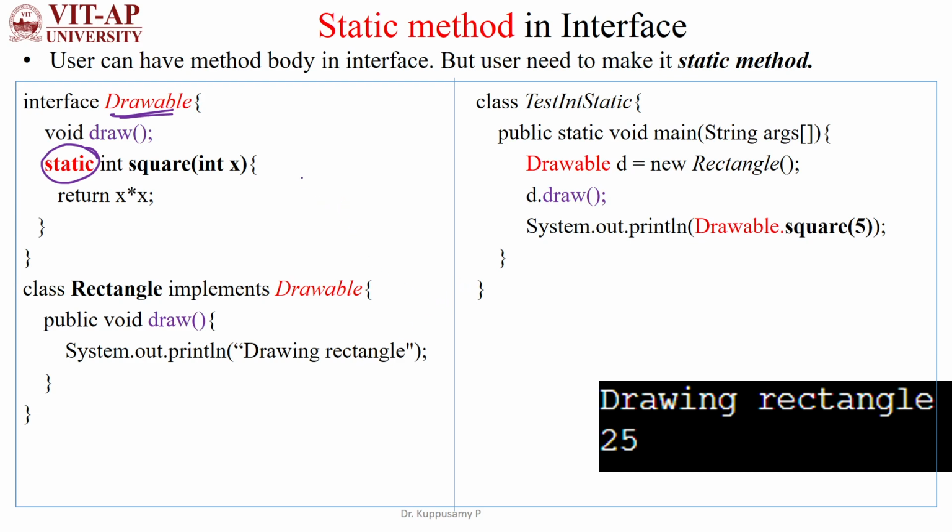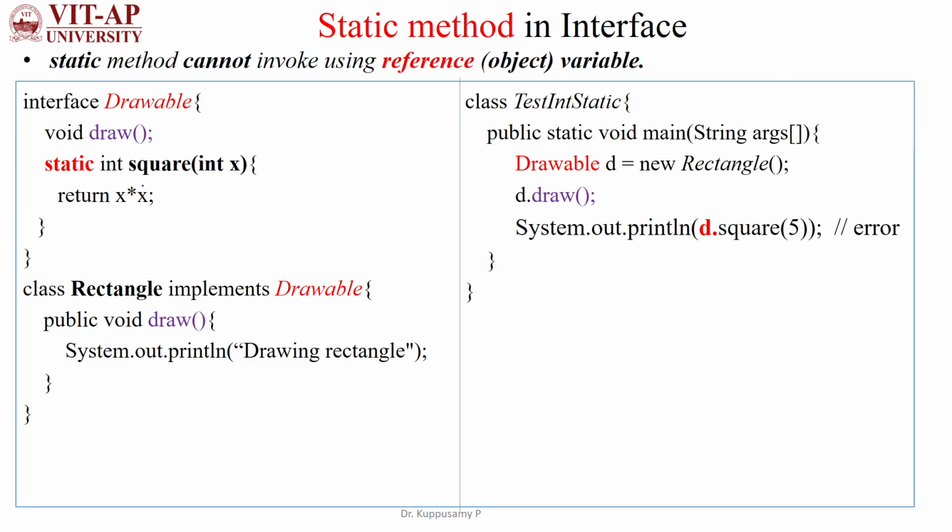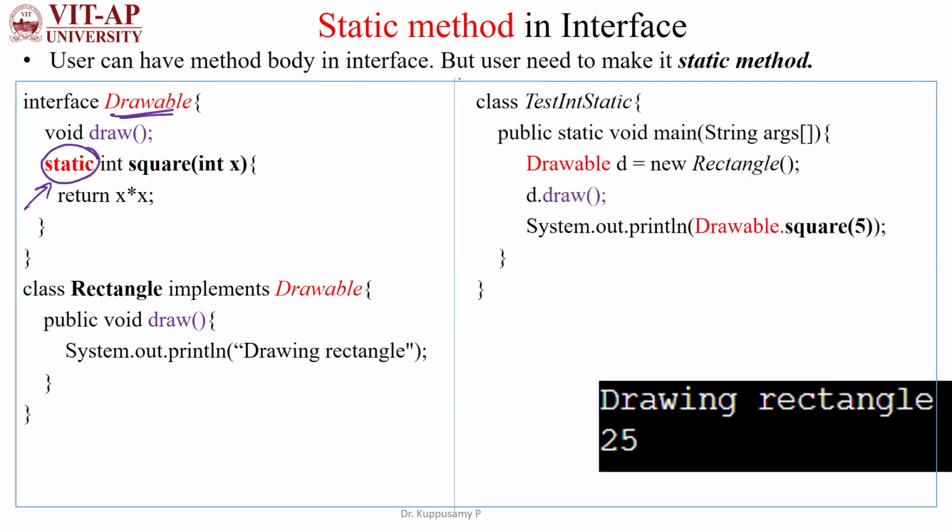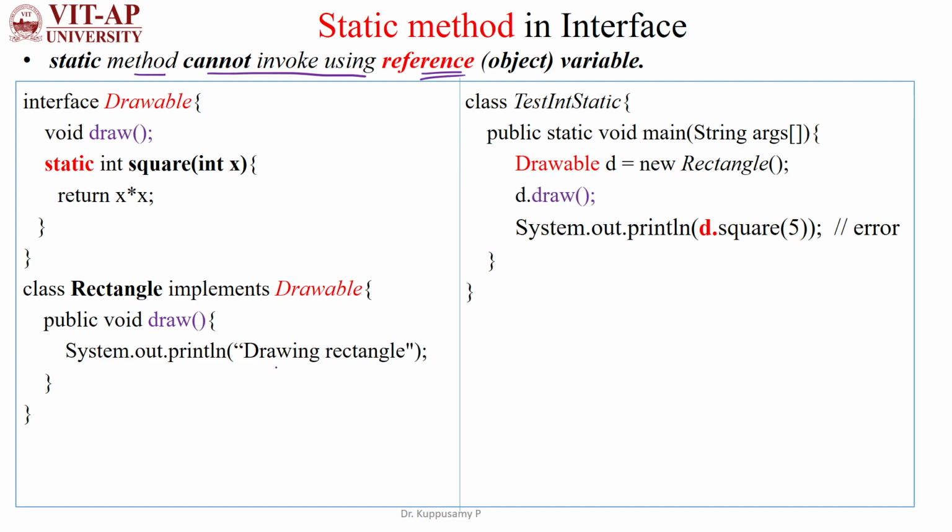So we should observe that any interface can have a method with the definition, I mean body of the content, but that should be defined either with the static keyword or default keyword. So here again a static method we are defining, but it cannot be invoked using the reference variable. You see, the static method we are invoking by using the drawable interface name. We are not using the variable d. So that's what we are giving here.